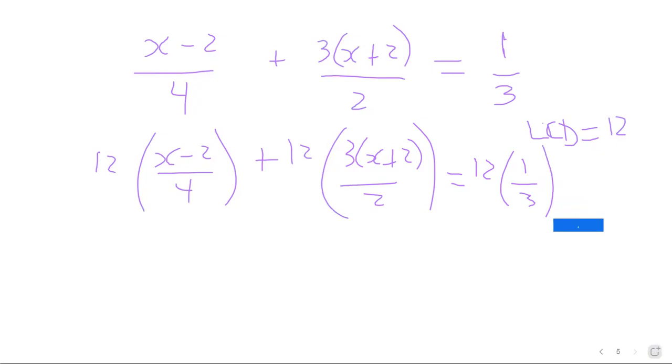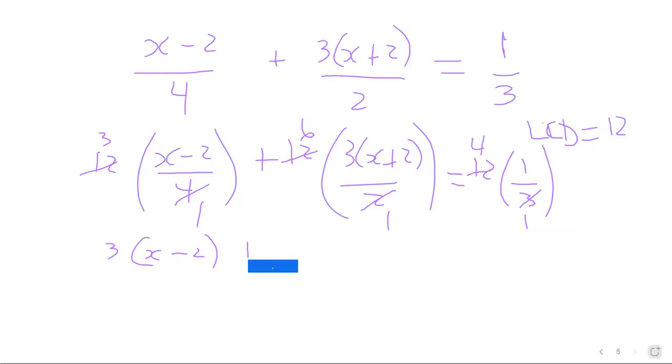So this is the part where if you don't get it right, everything is going to be wrong. So 4 goes into 4 one time, it goes into 12 3 times. 2 goes into 2 one time, it goes into this 6 times. 3 goes into itself one time, it goes into this 4 times. So you've got 3 times x minus 2 plus 6 times 3x plus 2 equals 4.